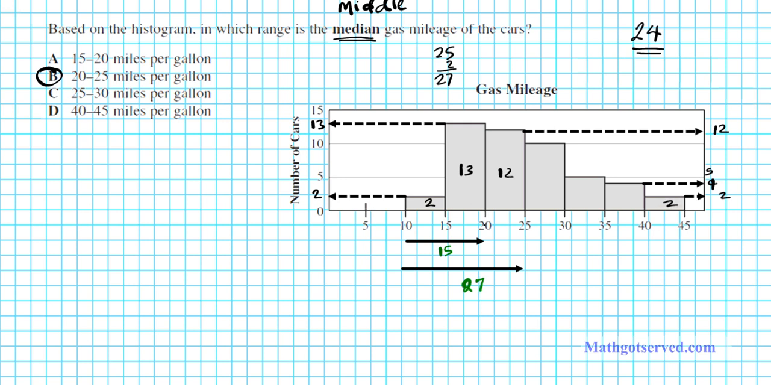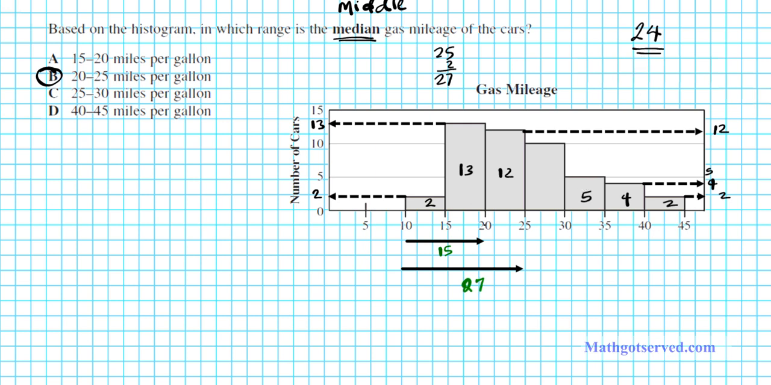In this interval, we have two cars, two small. In this interval, we have four cars. Accumulating from the right, from 45 to 35, we have six cars, two small. Accumulate more, five. 2 plus 4 plus 5 is 11. Too small. Remember, our target is 24.